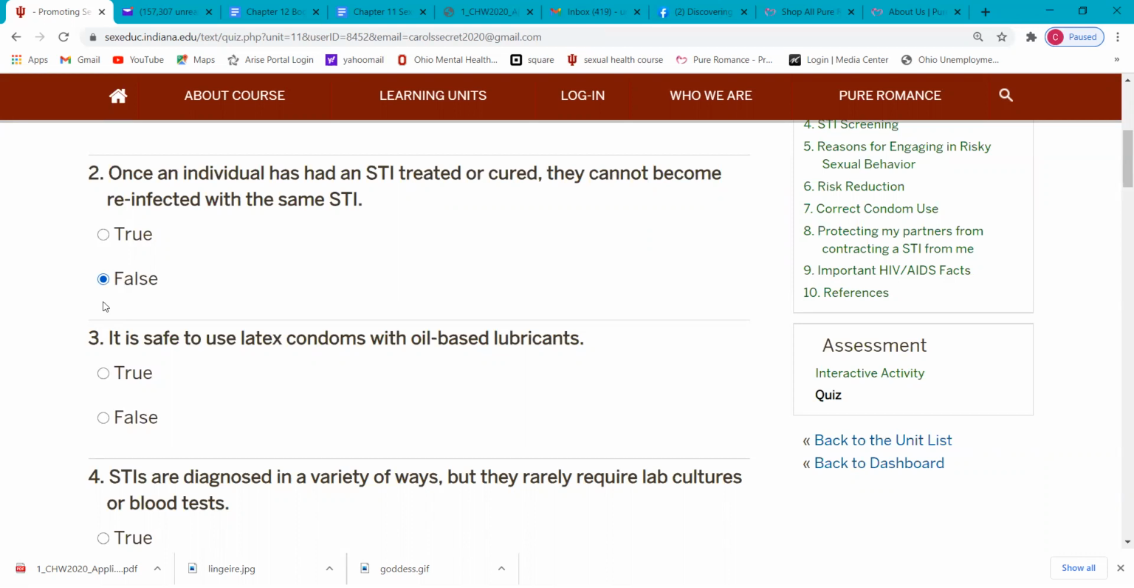3, it is safe to use latex condoms with oil-based lubricants. True or false? It is not safe to use the latex condoms with oil-based lubricants. That's why Pure Romance has water-based and silicone-based, but silicone does not work well with the latex, and we let our clients know that. Water-based lubricant for the latex condoms.